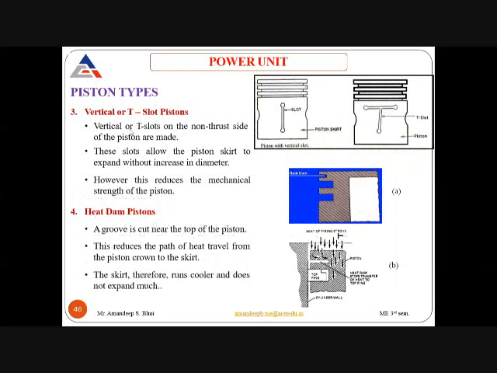Next type of piston is the vertical slot or the T slot piston. Again, these slots act as thermal barriers. In this case, we provide either a vertical slot, or a T slot, which is a combination of horizontal and vertical slot. Again, these T slots act in two ways: one, they act as a thermal barrier, and second, they do not allow the expansion of the piston skirt.